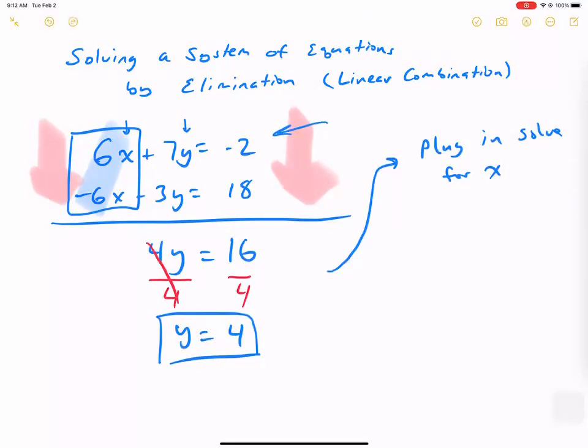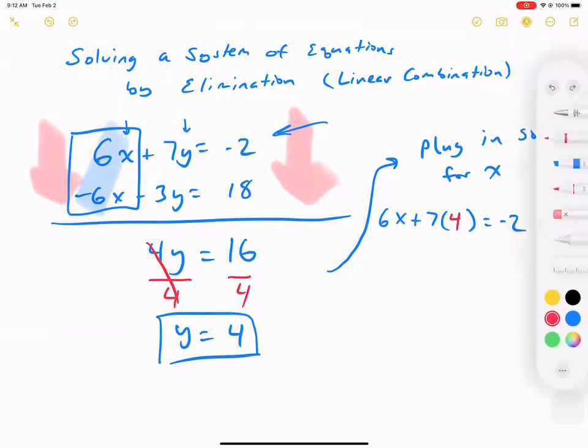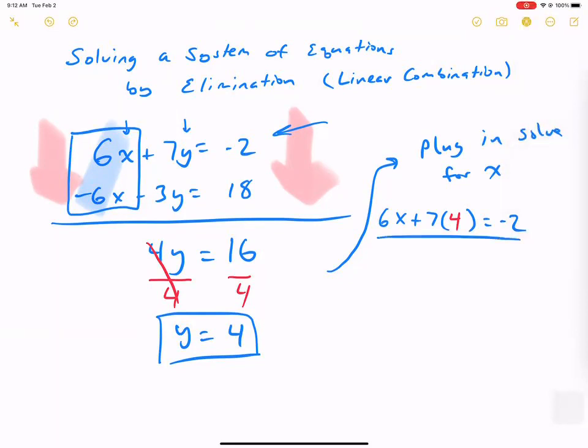So let's go ahead and write 6x plus 7 times a blank is equal to negative 2. Please take a look here. I put a blank for y because, do we know what y is? Yes, we do. We know y is going to be 4. Remember how we solved y is 4 here? So let's just plug it back in so we're not overwriting anything. And now we have one equation with only one variable. Let's solve this out. 6x plus 7 times 4, which is 28, equals negative 2.